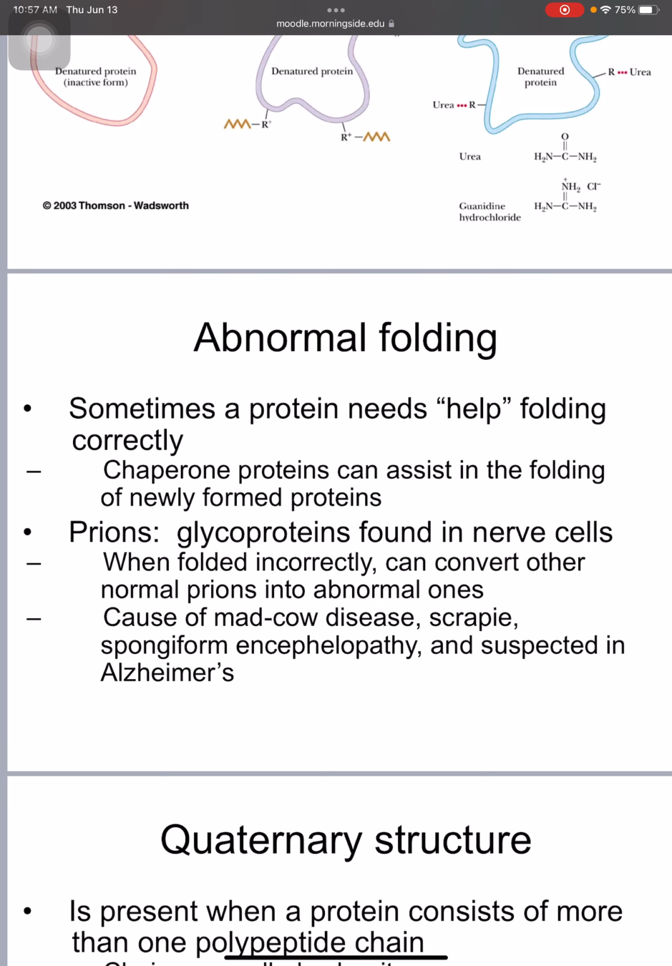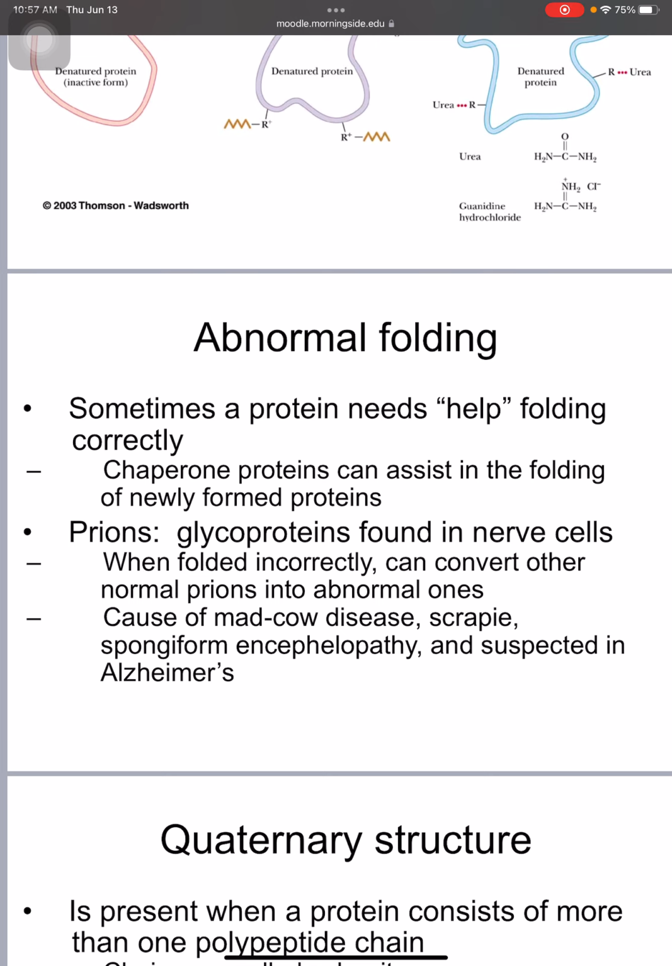What is a chaperone protein? Well, a chaperone protein basically helps newly formed proteins fold into their correct alignment. So literally, they help out, right? They're the experienced veteran proteins on the block that help the new rookie proteins fold into the shape that they need to be. I guess you can think of it like that.